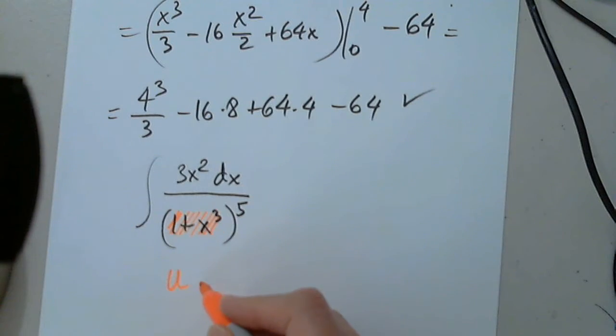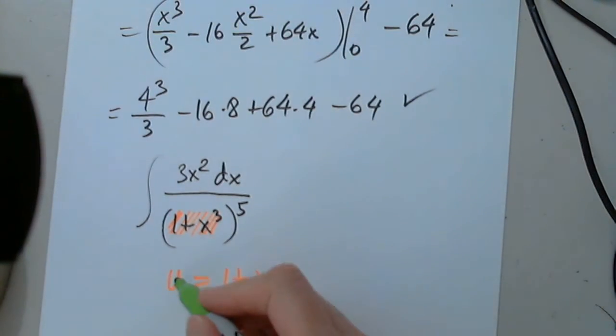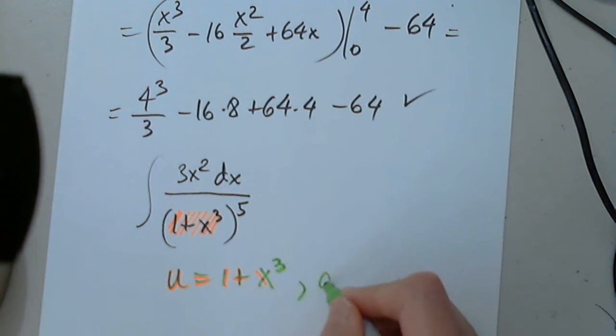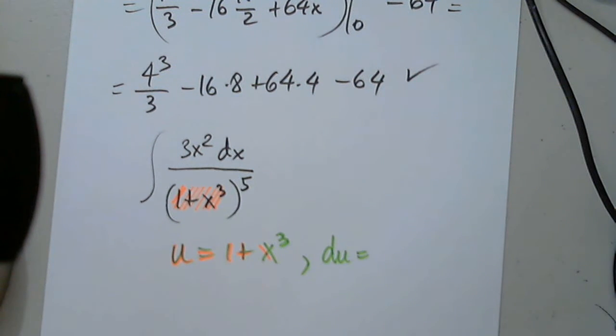Let's say u equals 1 plus x to the third. But remember, only if du is easy to make, plus or minus a constant, I don't care. That I can make it up very easily.